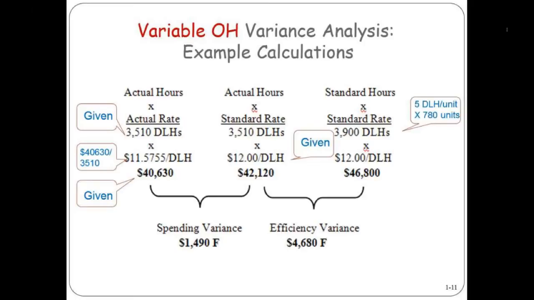For variable overhead, we flex it in between. We use the actual hours, same as here, 35.10, and our standard rate, same as here. So at the actual hours, we would have expected to have spent $42,120, and so from there you can then break it down to a spending and an efficiency variance. The spending variance was $1,490, and our efficiency variance was $4,680, both of them favorable. Very similar to what we did for direct labor and direct machinery, because it's variable, and therefore we can do the same thing.